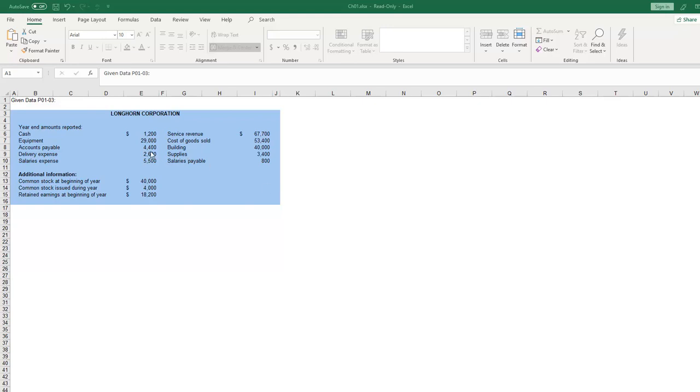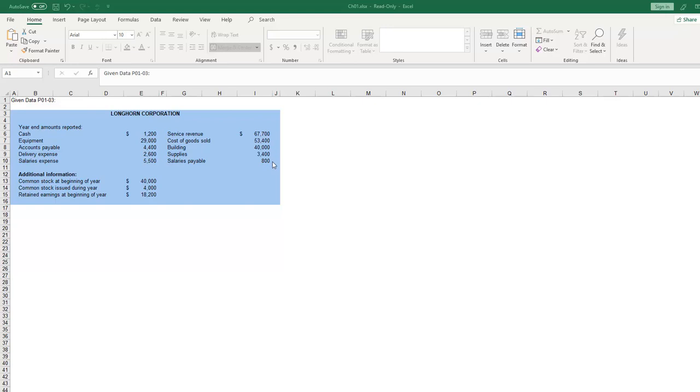As you can see here, we have cash of $1,200, equipment of $29,000, accounts payable of $4,400, delivery expense of $2,600, salaries expense of $5,500, service revenue of $67,700, cost of goods sold $53,400, buildings of $40,000, supplies of $3,400, and salaries payable of $800.